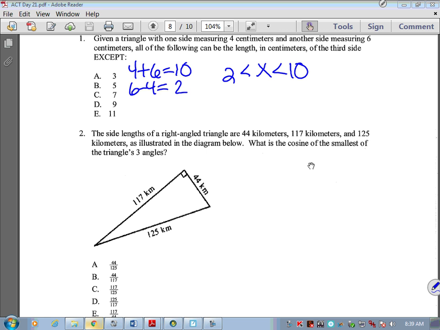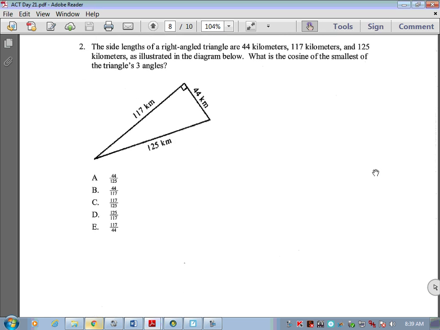Okay, so the math that we start off with is 4 plus 6 equals 10. 6 minus 4 equals 2, and my number has to be between the sum and the difference of the other 2 sides. So as I look at that, the length can be all of them except, well, it can't be 11. 3, 5, 7, and 9 are all between 2 and 10. Okay? So if you understand that, then you can create a range of values that are accepted and then find out what's outside of that. Okay? And number 2. All right, the lengths of a right triangle are 44, 117, and 125.